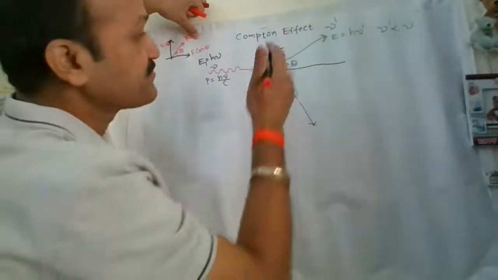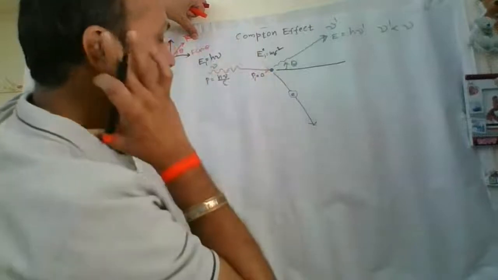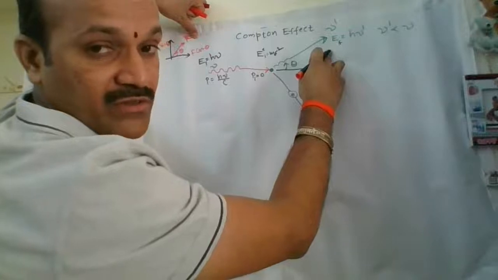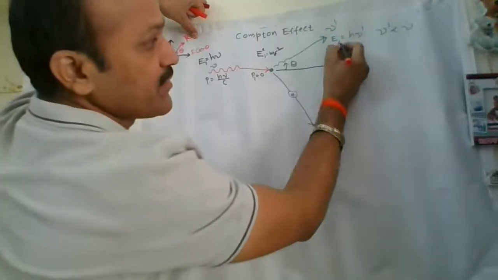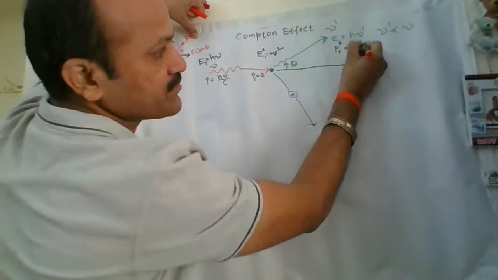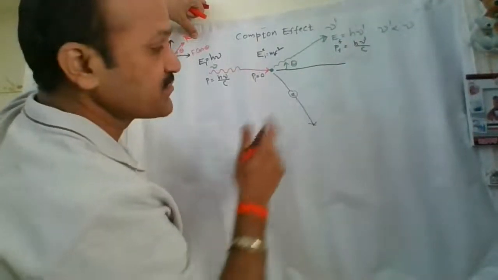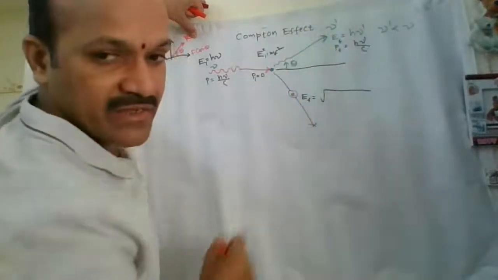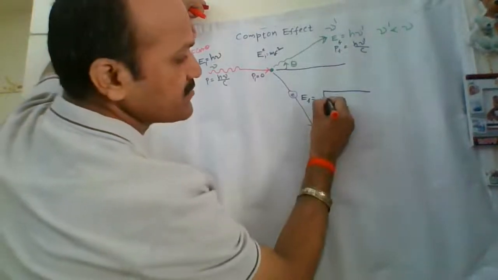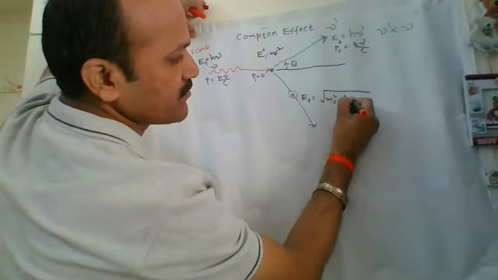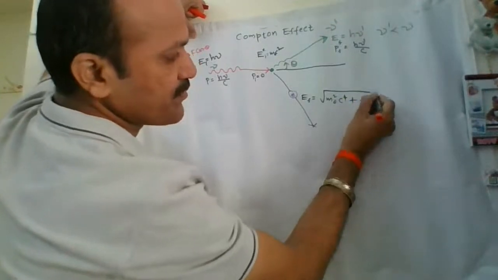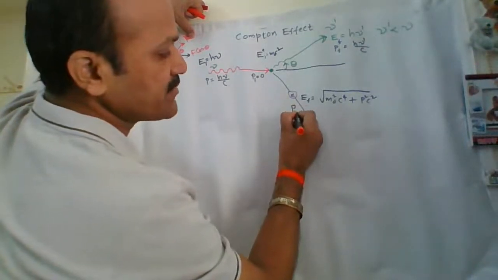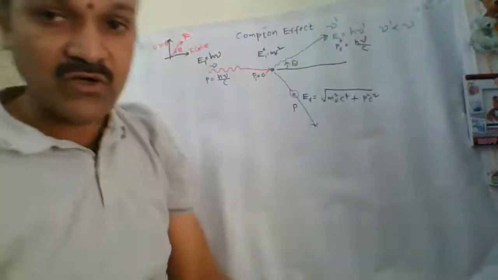After collision, what is the energy of the photon? h nu dash. So its momentum is h nu dash by c. What is the energy of the electron after collision? I'm writing directly: square root of m naught square c power 4 plus p square c square. What is the momentum? Let us take it as p. Momentum of the electron is p.